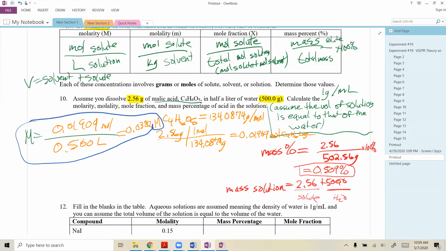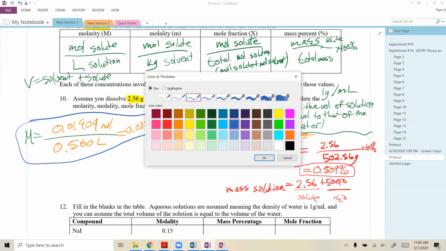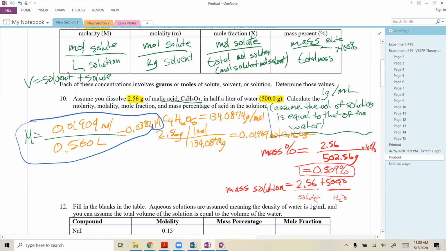So let's tackle molality next. How are we going to do molality? The same, but convert the gram to kilogram. So this time when we do our little m, we're going to take that 0.01909 moles, and we're going to take the 500 grams, and we're going to turn it into kilograms. So how do we turn grams into kilograms? 10 to the negative 3. We divide it by 1,000.